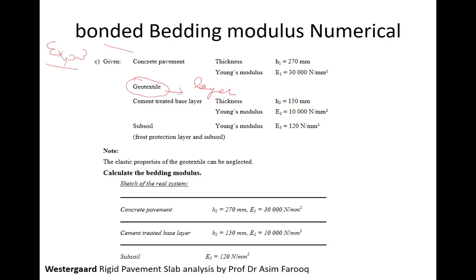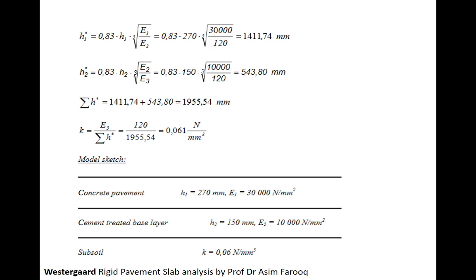Similarly, we will use the bonded formula. As you can see here, first of all we will determine H1 and then H2. To determine the H static, we just need to add H1 static plus H2 static. And similarly, to determine the bedding modulus, K is equal to E3 by H static. So we can get the subsoil condition of the bedding modulus at the supporting layer.